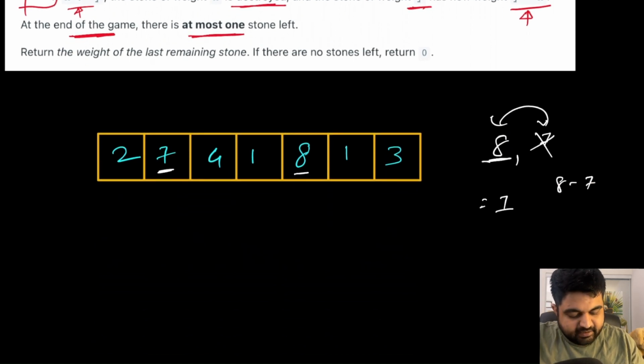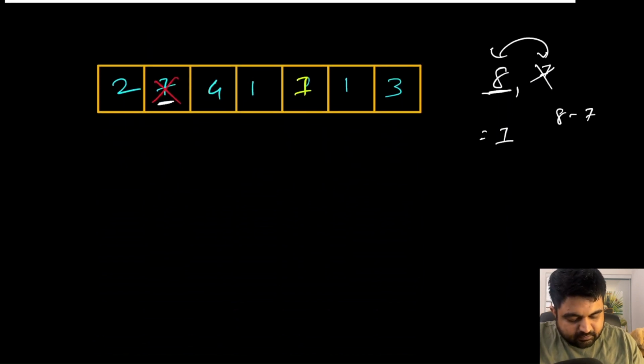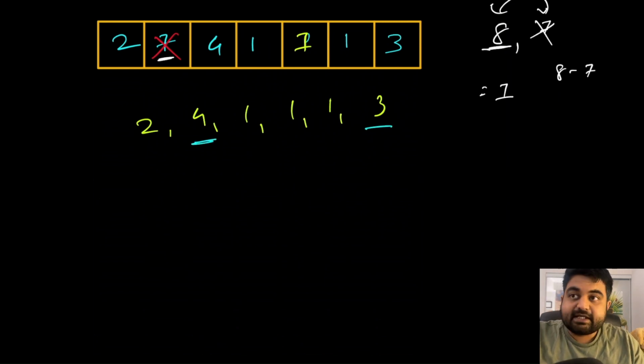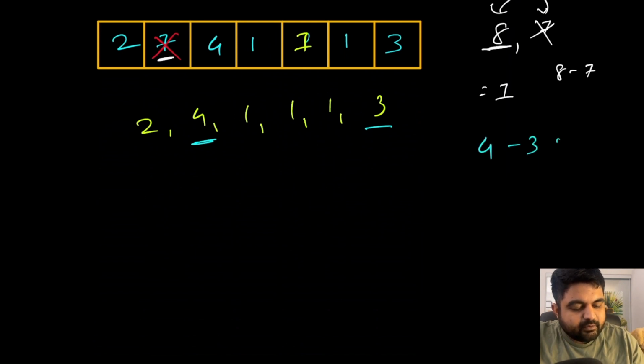So once again, if we do that, the 7 gets completely destroyed, and we have the stone 8 that is now turned into a stone of weight 1. So now the new array we have is the values 2, 4, 1, 1, 1 and 3. Once again, we are going to repeat the same process. Find the two heaviest stones, which are 4 and 3. Once again, both are not the same. So if 4 and 3 collide, we are left with one stone that weighs 1 kilogram, and the stone 3 is going to get destroyed.